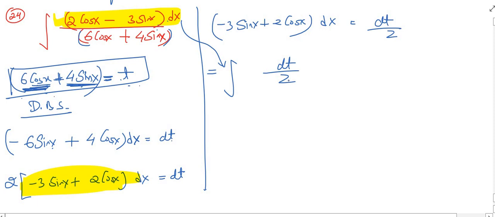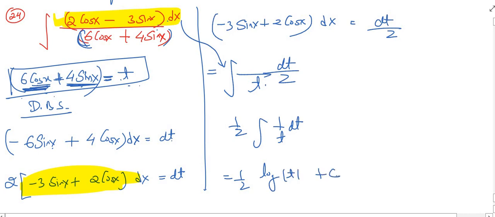ठीक है, and what is this denominator is nothing but t, so can I write like this, ठीक है, dt by t, so it will be 1 by 2 log of t plus c, and what is t? t को वापस डाल दीजिए, t is this, so it will be 1 by 2 log of mod 6 cos x plus 4 sin x plus c, this is my answer.